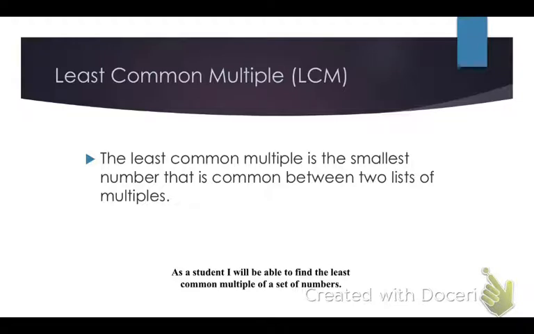So what is a least common multiple? Remember, you need a definition at the top of your graphic organizer. A least common multiple is the smallest number that is common between two lists of multiples. That's all it is. So it's the smallest number that is common between two lists of multiples.